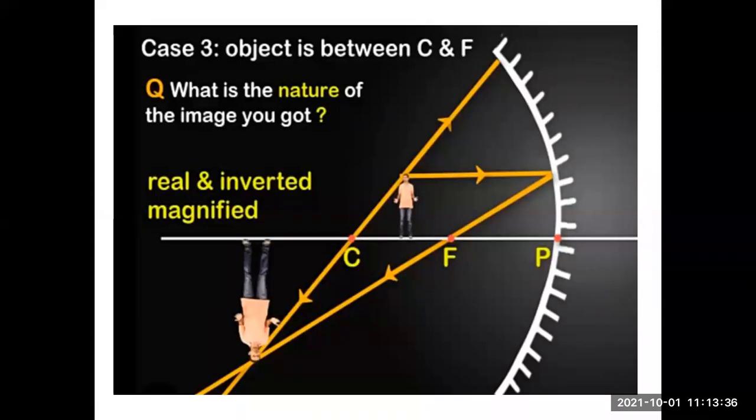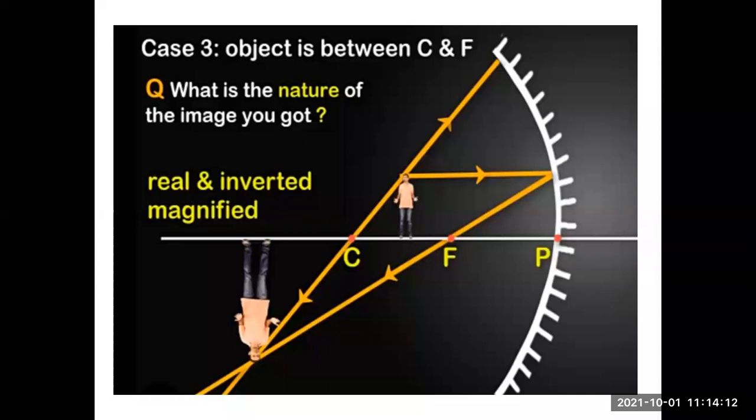Now this is case 3, where the object is between C and F, that is center of curvature and principal focus. So what is the nature of the image you get? Now you can see a person standing in between C and F. The person standing above the principal axis is the object. Now you can see 2 rays headed towards the spherical mirror. Those are incident rays.